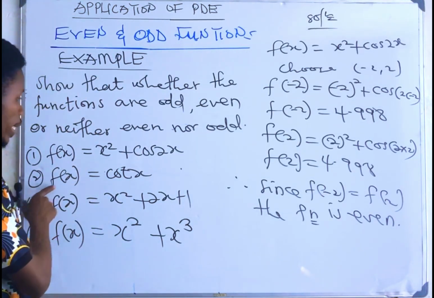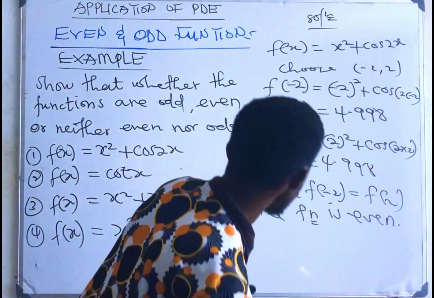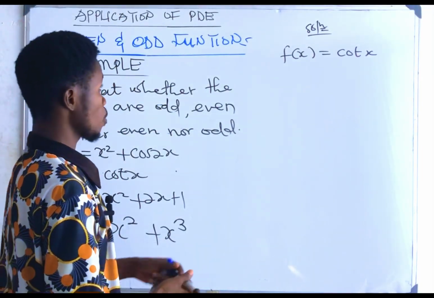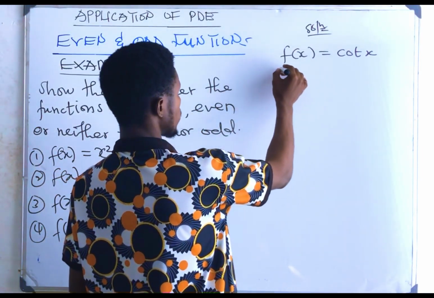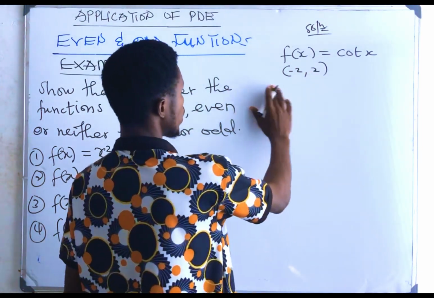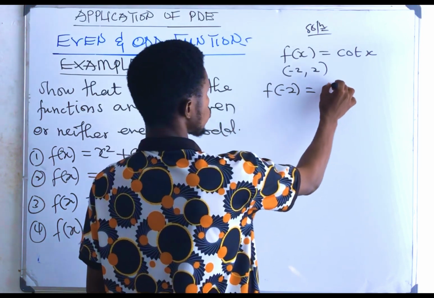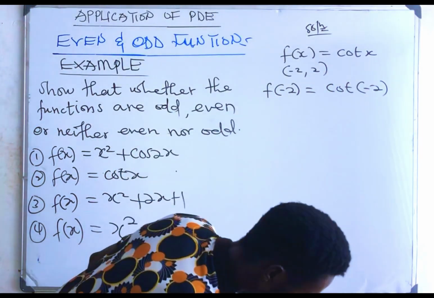Now let's look at the second one. f(x) = cot x. Okay, now let's look at this one, the second example. f(x) = cot x. So still we are using, I'm choosing my numbers to be negative 2, 2. Is that okay? So here I can say that f(-2) is equal to cot(-2). Is that okay?